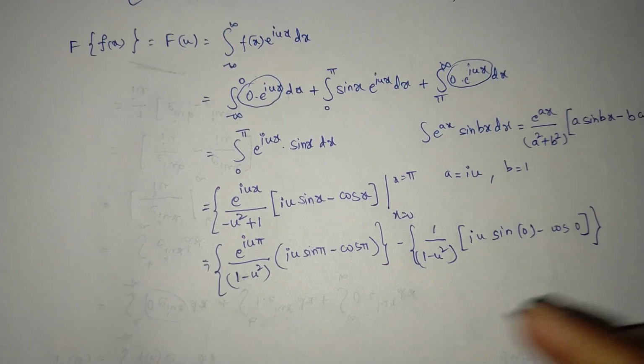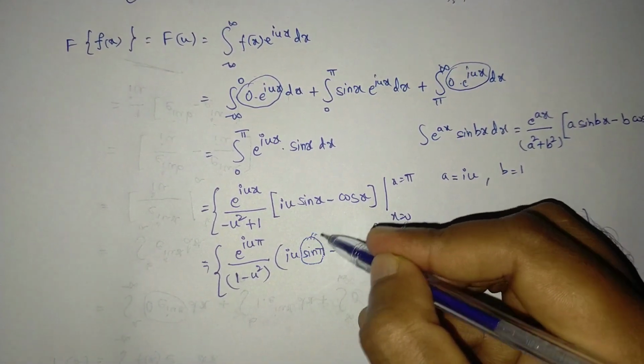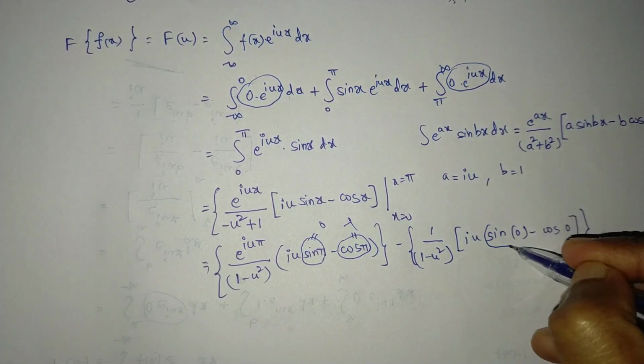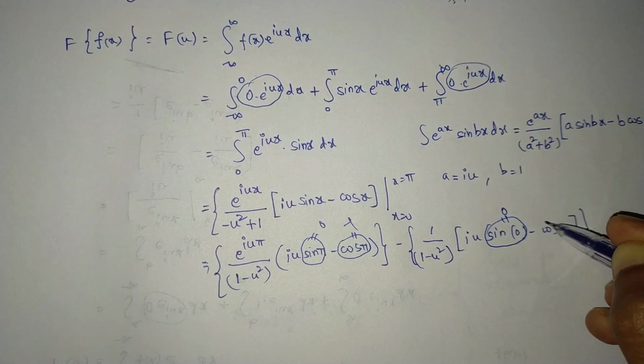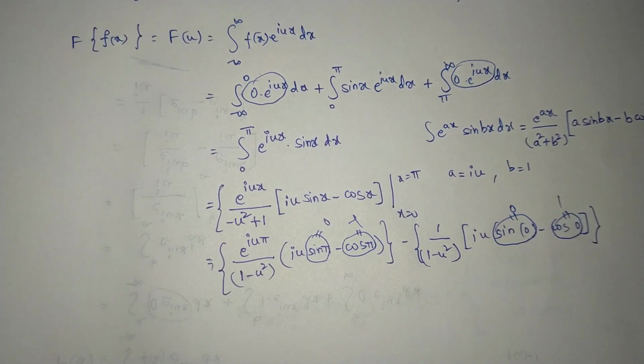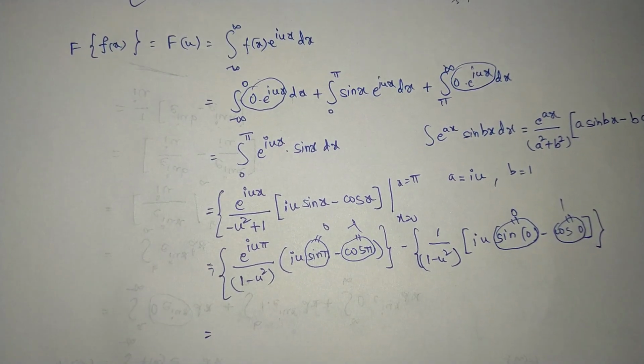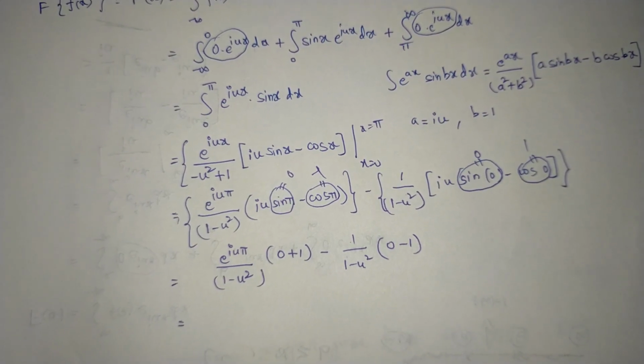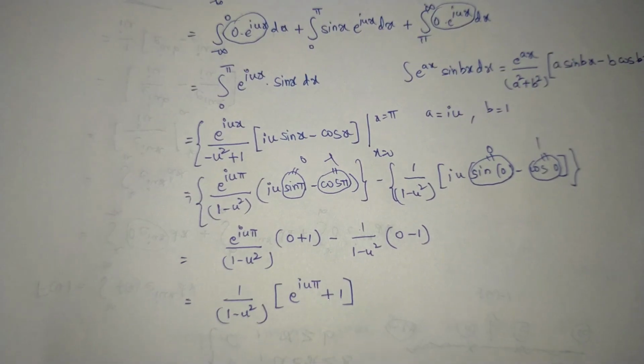Now here sin pi is 0, cos pi is minus 1, and again sin 0 is 0, and cos 0 is plus 1. After the substitution of these values, we can take 1 by 1 minus u square common. So this is the final answer.